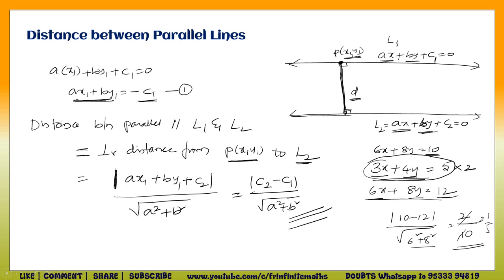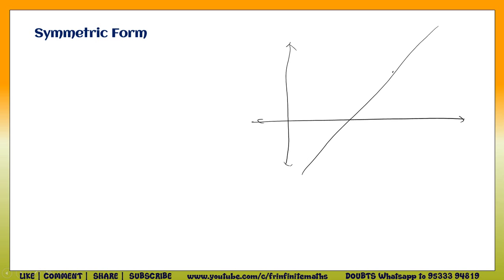Next, moving on to the symmetric form. So what is symmetric form? So for suppose this is my x-axis and this is my y-axis, and for suppose a line is given, which is passing through a point x1 comma y1. If this is my point x1 comma y1 and it is making some angle of inclination with the positive direction of x-axis. So this is my line L, which is passing through a point x1 comma y1 and it is making an angle of inclination theta with the positive direction of x-axis.